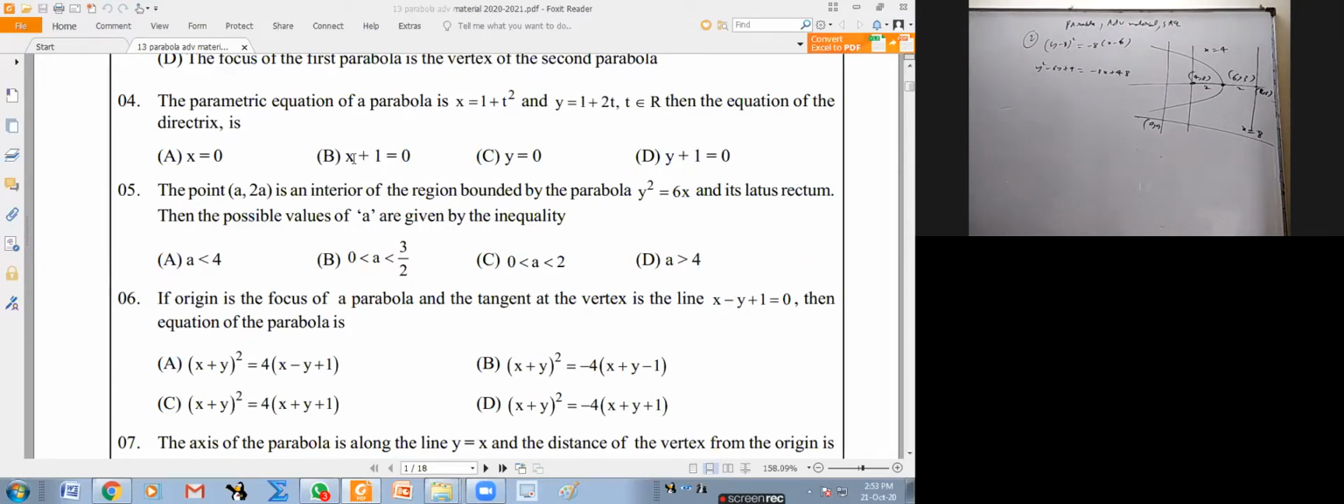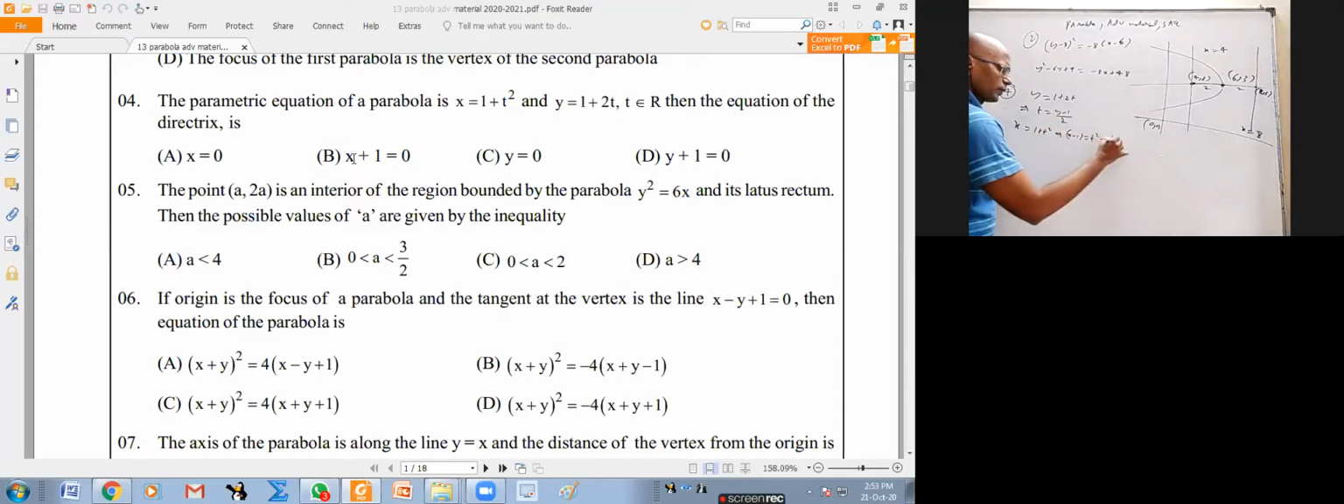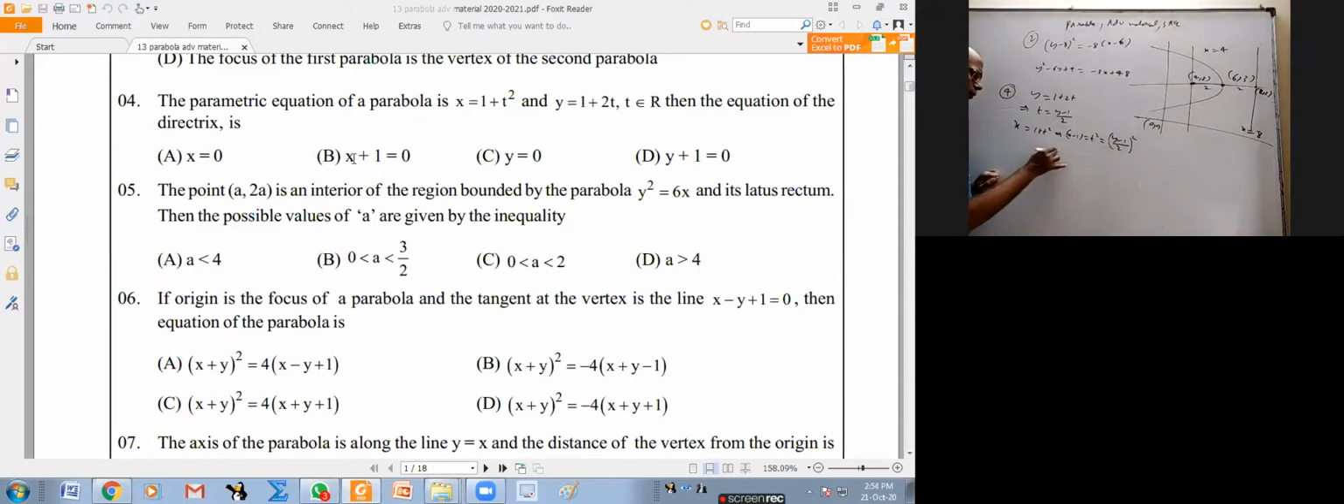So to eliminate t and get the parabola: y equal to 1 plus 2t, that means t will be (y minus 1) by 2. x equal to 1 plus t square, so x minus 1 equal to t square, and t is (y minus 1 by 2) whole square. So (y minus 1) whole square equal to 4 into (x minus 1).